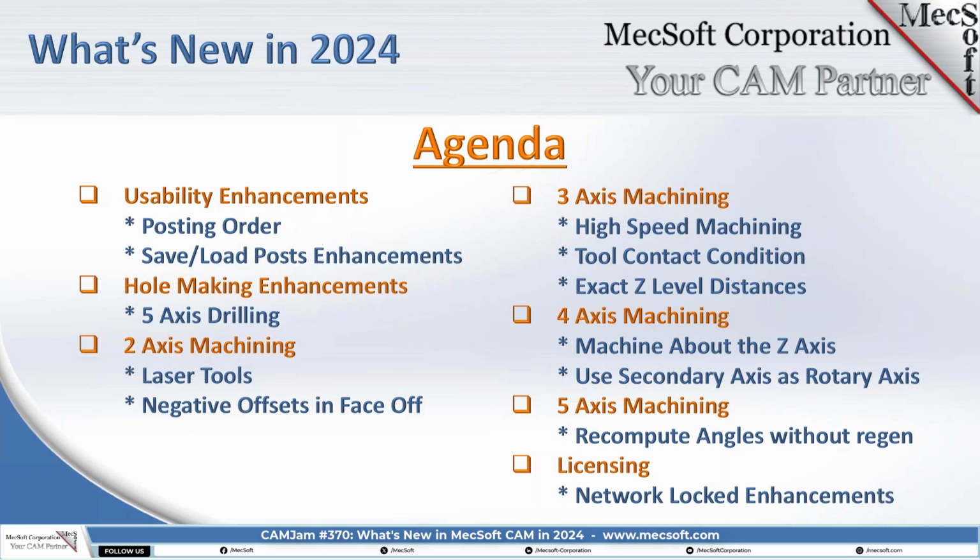In 4-axis machining, we've introduced machining about the Z-axis. So if you have some sort of tombstone type of fixtures and a 5-axis machine, now you can rotate about the Z-axis and machine, which is a nice enhancement. Also, using the secondary axis of the rotary axis if you have a 5-axis machine. And then a couple of small enhancements in 5-axis machining. We're recomputing angles without regenerating the entire toolpath operation list, which can be a big time saver.